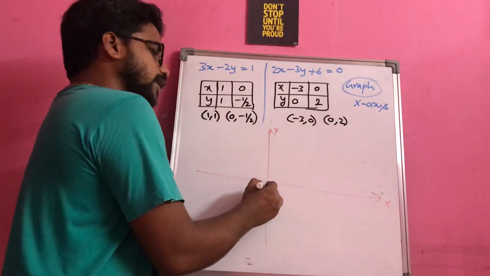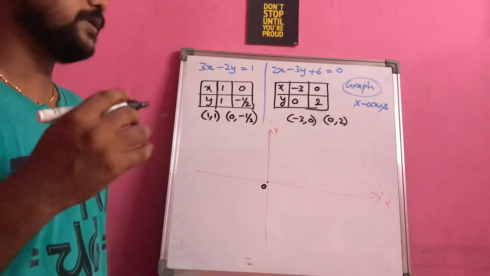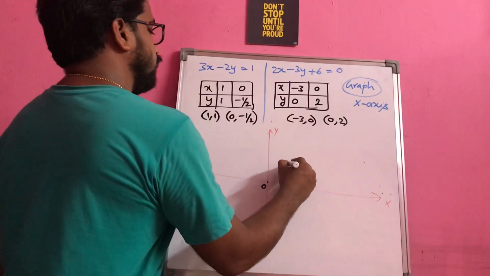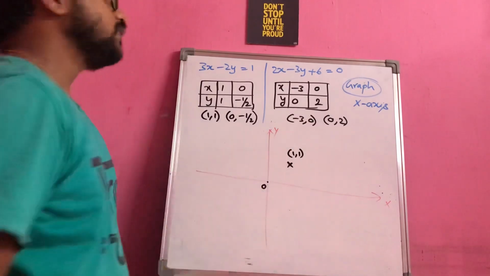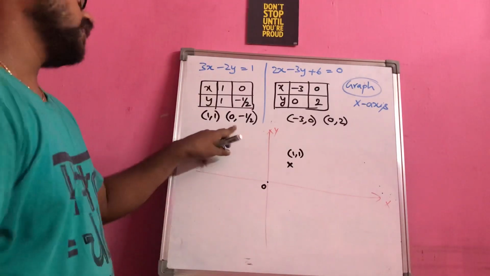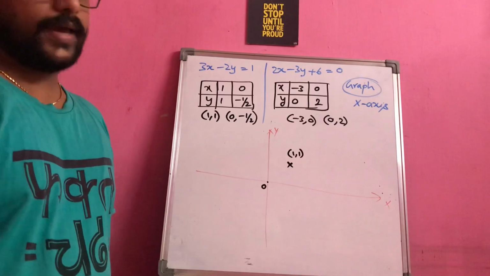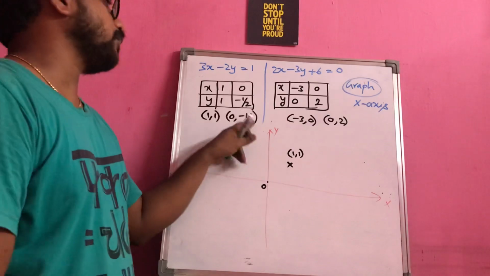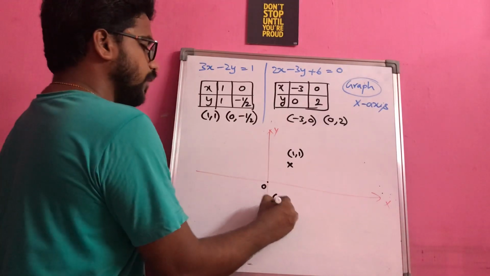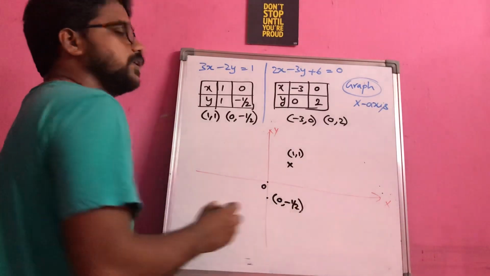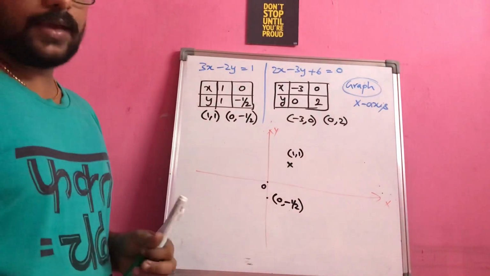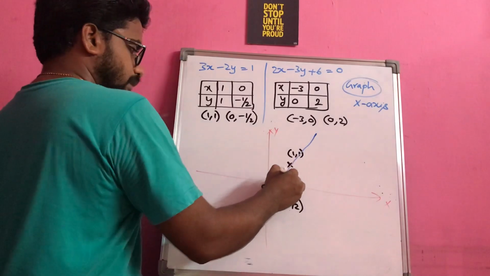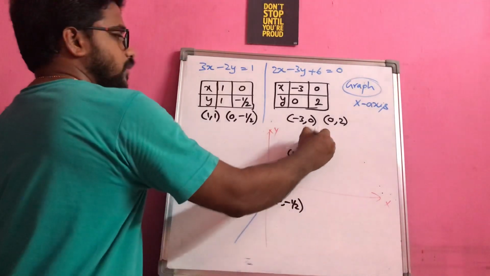So now let us make an attempt to solve this, and see how to represent it graphically. The first one, 1 comma 1, is somewhere here. Then 0 comma minus 1 by 2: x value 0 means the point will be on the y-axis, and since it's a minus, it is somewhere here. That is 0 comma minus 1 by 2. If I join these, I will get a line. Okay, this is my required line.